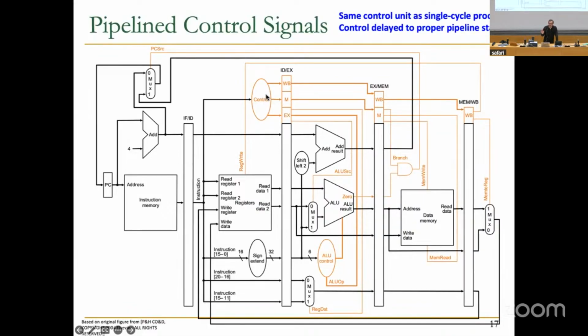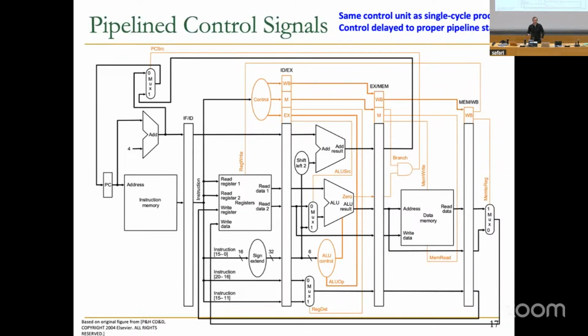The major difference is you delay the control to the proper pipeline stage, right? So for example, when you're in this stage, you're not writing to a register. The instruction in this stage is actually reading from registers, right? So the control signal, reg write, should not be coming from the instruction in this stage. The control signal reg write should be coming from the instruction in this stage, because that's the only stage where an instruction can write to a register, okay?